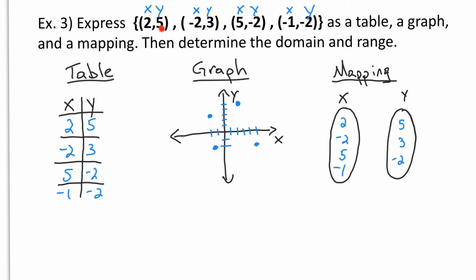2 corresponds to the 5, so that's 2, 5, that's 1 point. Or you can look at the table, 2 corresponds to 5. So you guys will make an arrow from the 2 to the 5. So notice I'm doing from the 2, from the x, I go to the 5 for the y. The next one is the -2 goes to the +3, so I make an arrow. The next one, the 5 goes to the -2. And the last one, the -1 goes to the -2. So notice that I am making mapping or a map where I connect the x values with the y values.